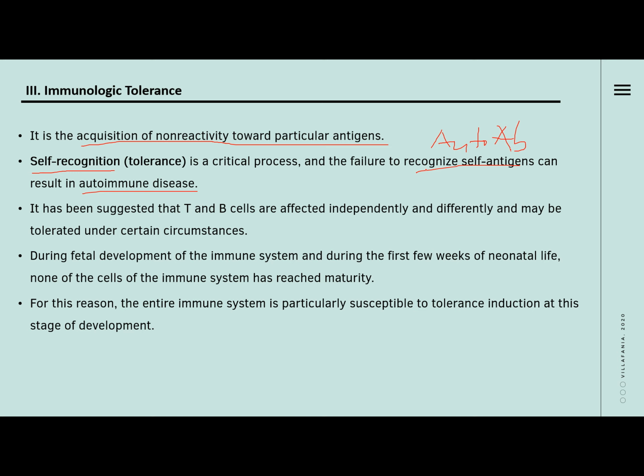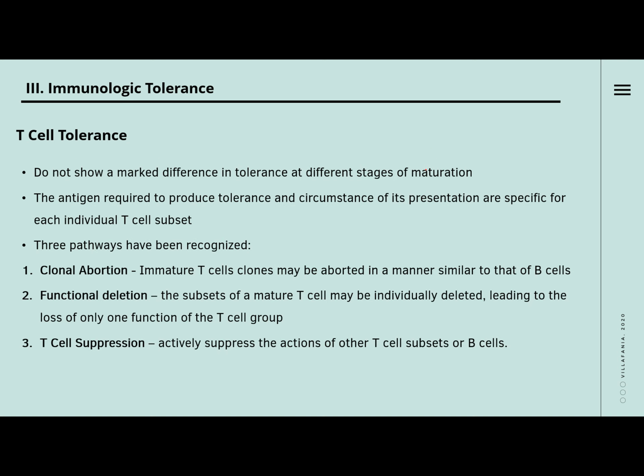Now, it has been suggested that T and B cells are affected independently and differently and may be tolerated under certain circumstances. During fetal development of the immune system and during the first few weeks of neonatal life, none of the cells of the immune system has reached maturity. For this reason, the entire immune system is particularly susceptible to tolerance induction at this stage of development.